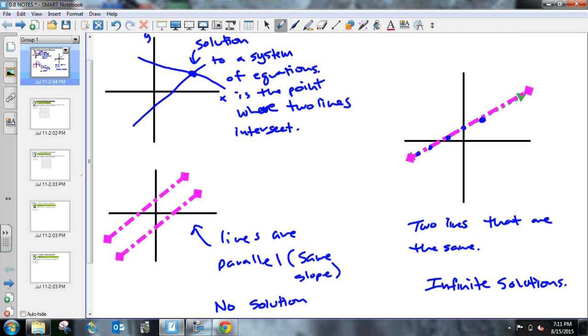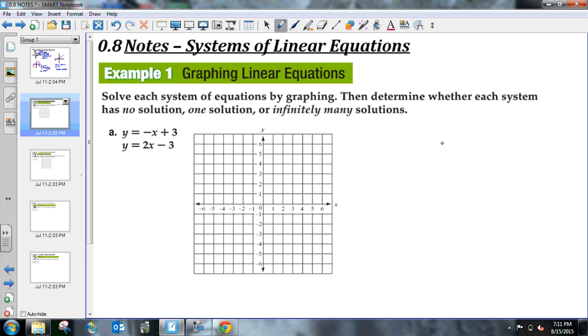Okay, and so you've got two different lines that intersect. You've got two different lines that don't intersect, and then you've got two of the same line, and they always intersect. Okay, so let's take a look, and let's do part A. Let's graph these two lines and find the solution, and then determine if you have no solution, one solution, or infinitely many solutions.